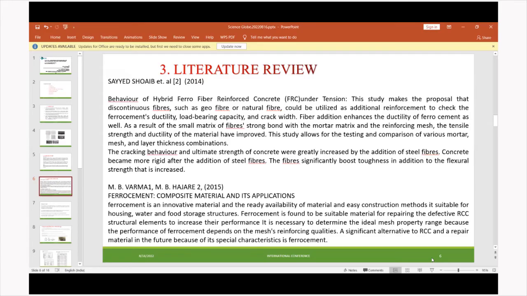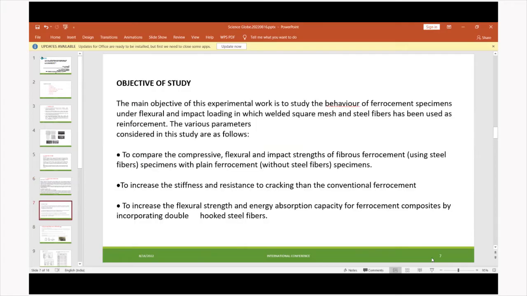To increase performance, it is necessary to determine the ideal mesh property range, because the performance of ferro cement depends on the mesh reinforcing qualities. Because of its special characteristics, ferro cement is a significant alternative to RCC and a repair material in the future.